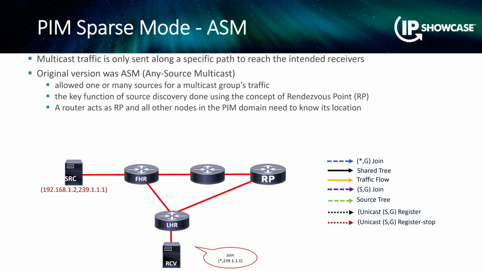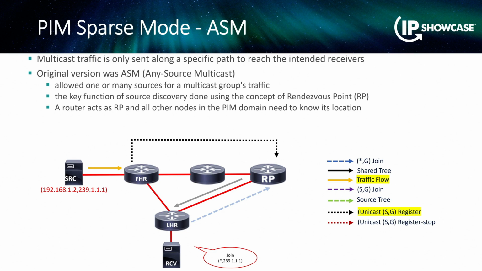So the key function of source discovery here is done using the rendezvous point. So what happens here is that I have a star G join for my receiver. So this receiver is going to build state and ask that rendezvous point for the source. So then what's going to happen is that is going to build what's called a shared tree. So anything from the rendezvous point towards that receiver at that multicast group is going to travel down this shared tree in the initial state.